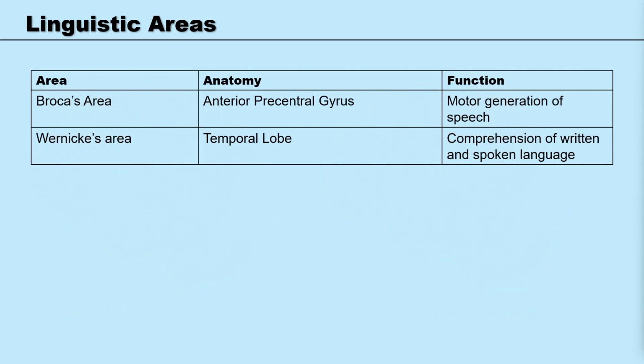Broca's area is on the anterior precentral gyrus and functions to generate speech, whilst Wernicke's area is for the comprehension of written and spoken language.